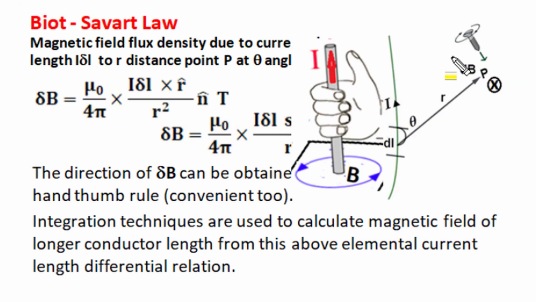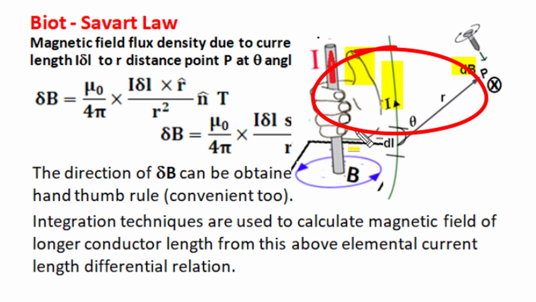The direction of elemental magnetic flux density can also be obtained by the right hand thumb rule, according to which, when the conductor is gripped in the right hand with the thumb pointing in the direction of current, then the curl of fingers around the conductor represents concentric circles of magnetic field. According to this, the tip of the finger at this observation position indicates the inward direction of magnetic flux.